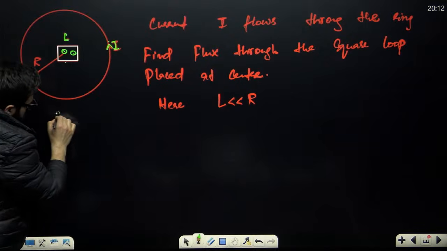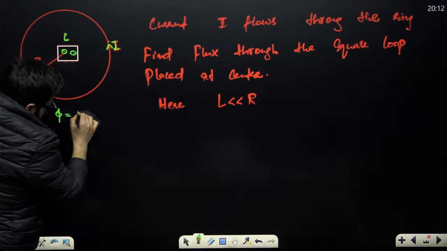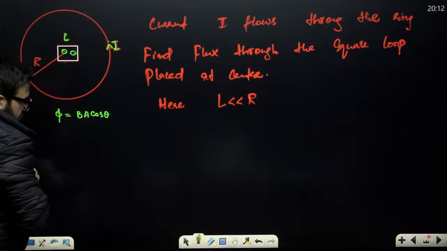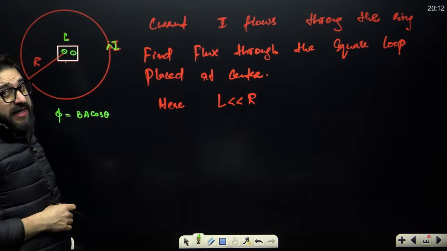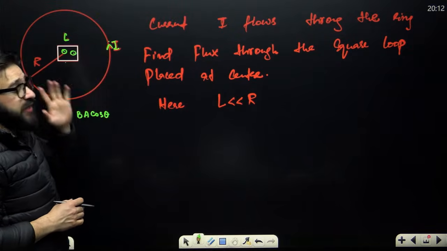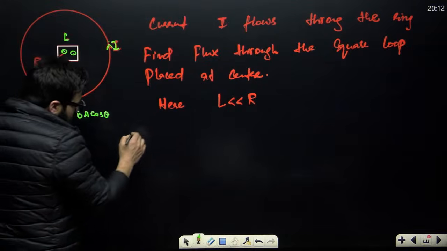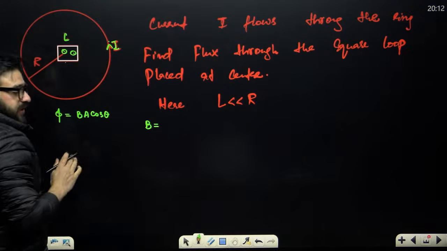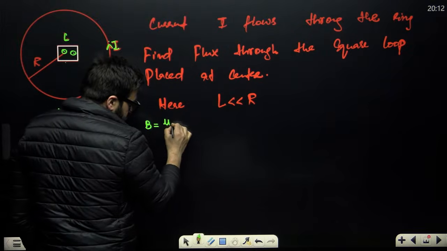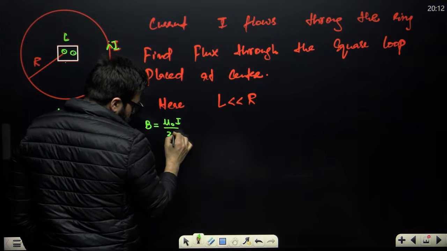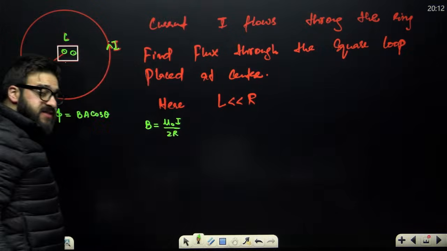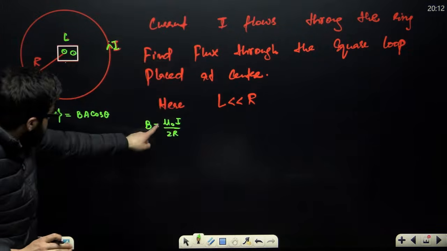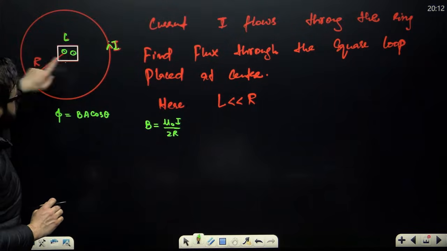Now tell me, how do you find that flux? That flux will be magnetic field into area and then cos of theta. Now guys, see, the magnetic field here is created because of this ring. If you ask me what is the magnetic field due to a ring at its center, that is mu naught I divided by 2r. This is the magnetic field due to a ring at its center. Now, this magnetic field is outward and it is crossing the square loop.